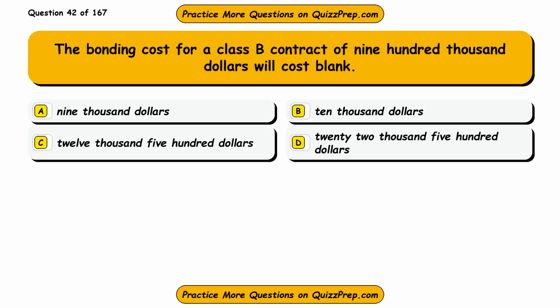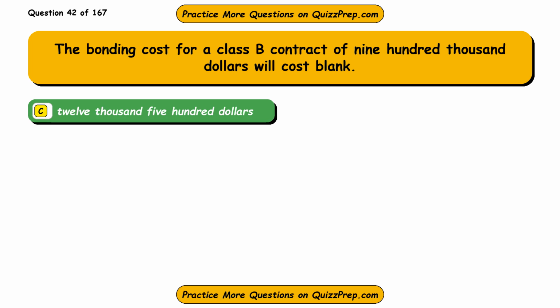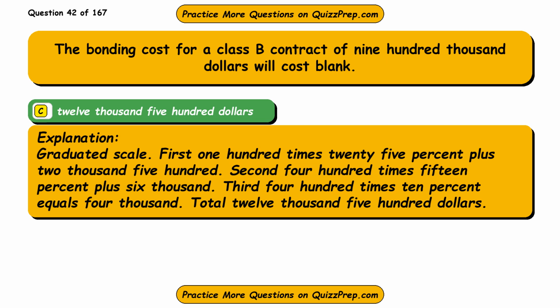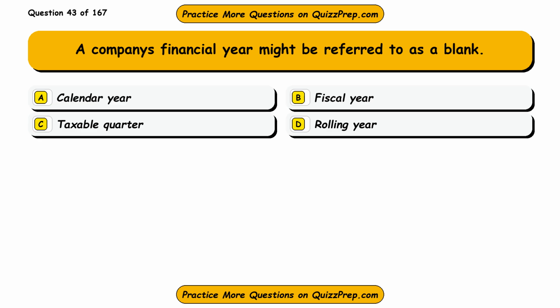Question 42. The bonding cost for a Class B contract of $900,000 will cost blank. Option A, $9,000. Option B, $10,000. Option C, $12,500. Option D, $22,500. The correct answer is option C, $12,500. Graduated scale. First 100 times 25% plus 2,500. Second 400 times 15% plus 6,000. Third 400 times 10% equals 4,000. Total $12,500.